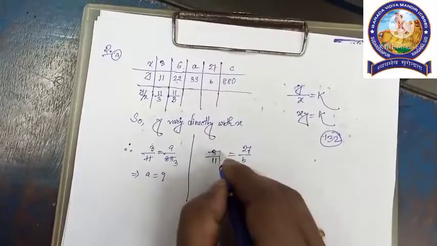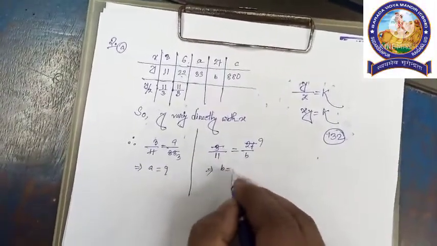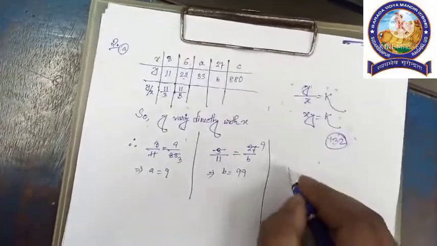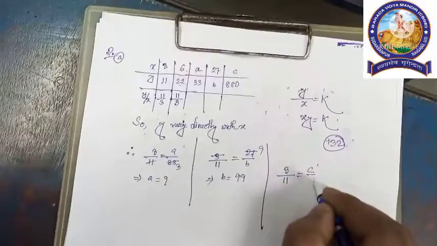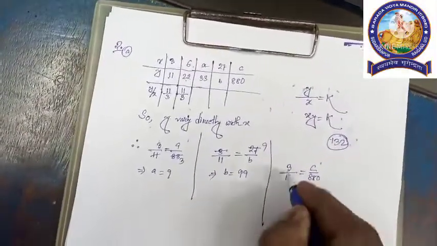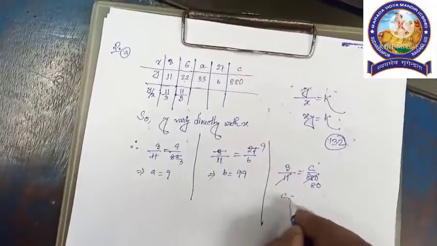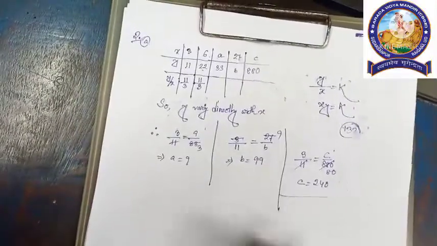So here 3 nines are 27, so the value of b is 99. Similarly, 3 by 11 equals c by 88. So 11 eights are 88, therefore c equals 3 eights are 24, 240. So these are the required values.